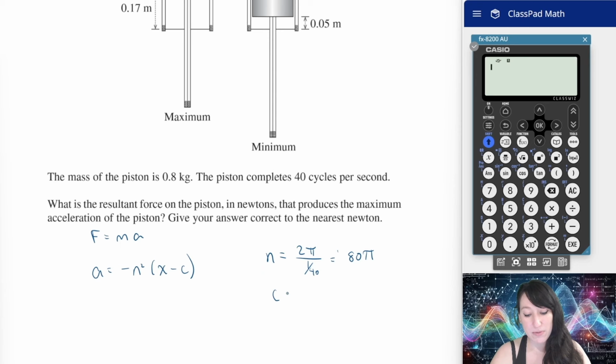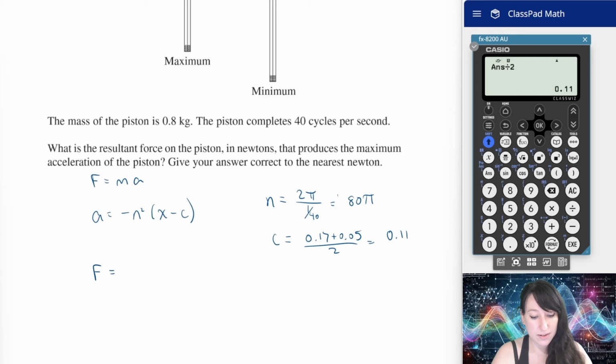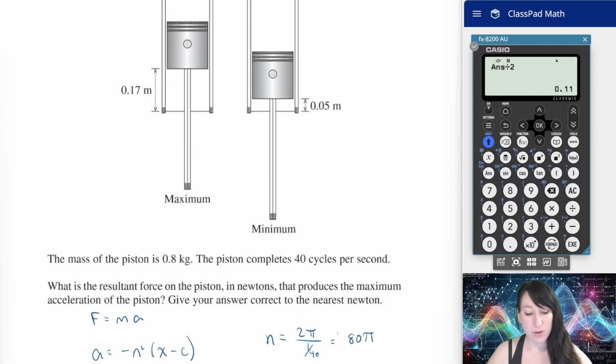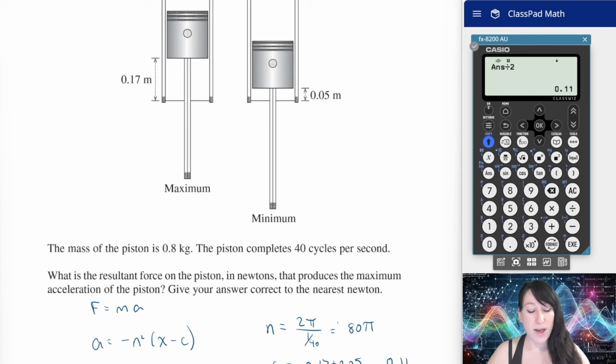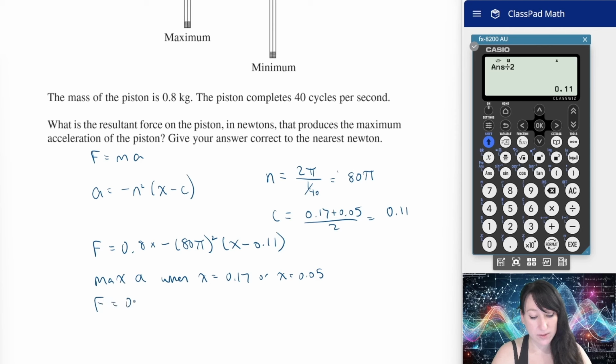Also remember, c is the center of motion. The piston oscillates between 0.17 meters and 0.05 meters. So the center of motion is 0.11. So that means the force is the mass, which is 0.8, times negative n squared, (80 pi) squared, times x, the position, minus the center, 0.11. Now, in simple harmonic motion, the maximum acceleration occurs when the position is at its peak or minimum. So we have max acceleration when x is 0.17 or 0.05.